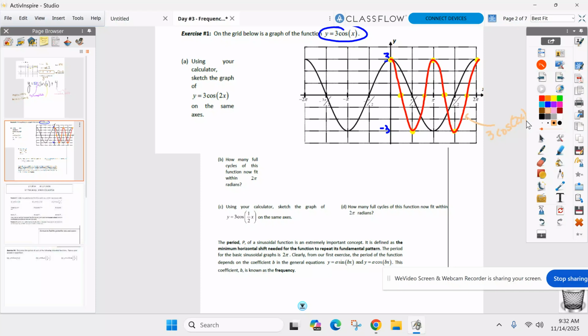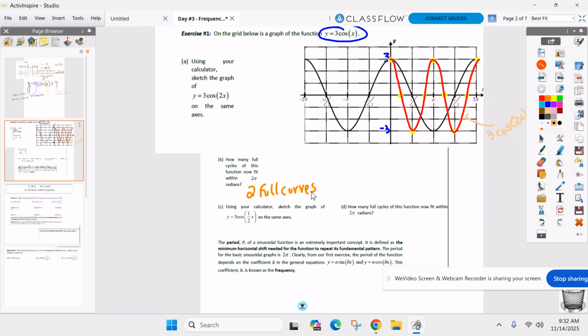How many cosine curves do you guys see, all the way out to 2 pi? How many do you see? You see one. There's one curve. And then a second cosine curve. So there are 2 full curves here for part B. 2 full curves.